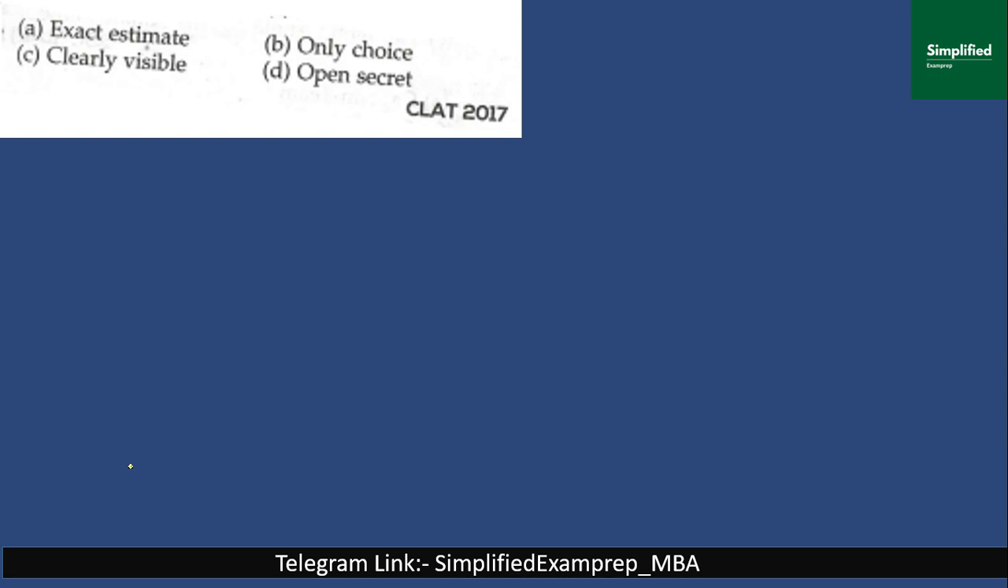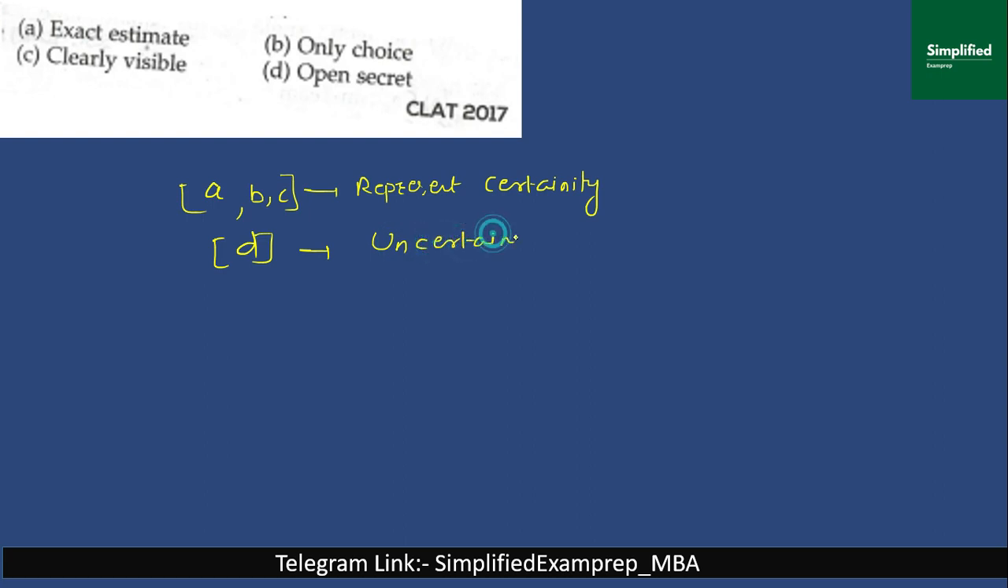Okay, here A, B, and C make a group, and what is the rule behind it? See, A, B, C represent certainty. But the open secret is not a certainty, or it represents uncertainty. So what is our correct answer here?